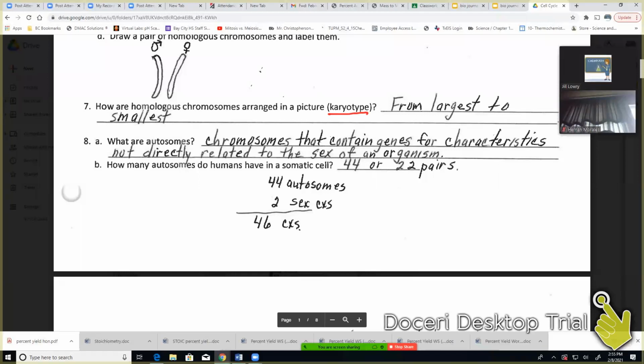And they go from largest to smallest. In a karyotype, the last pair is always the sex chromosomes. So the chromosome that tells you whether you're going to be a male or a female.